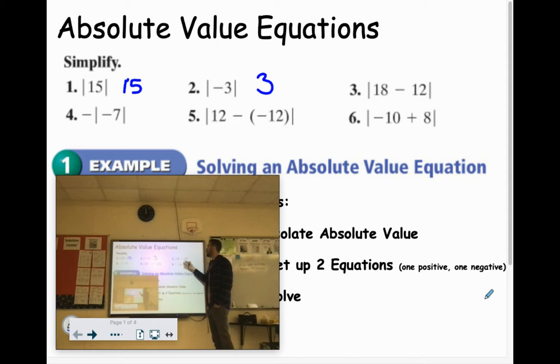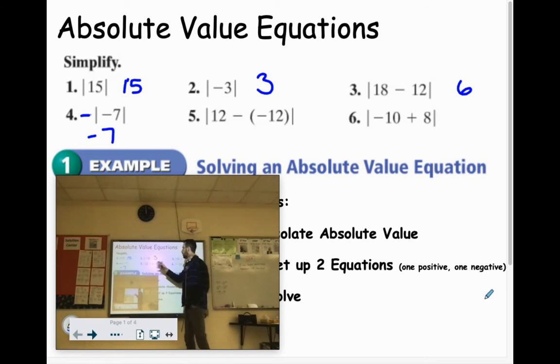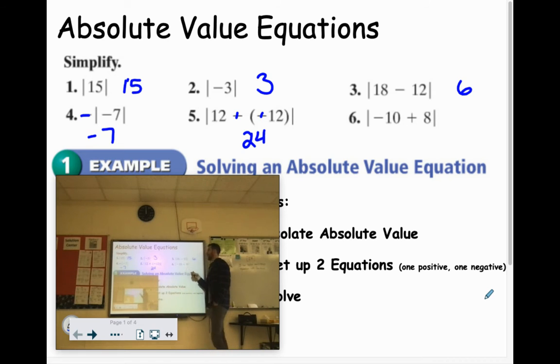Now here we'd have to do 18 minus 12, which is 6, and then the absolute value of 6 is 6. Now this one we take the absolute value first. The absolute value of -7 is 7, but then you have this negative on the outside, so you just make it negative at the end. 12 minus -12, well, minus negative is really plus positive. 12 plus 12 is 24. The absolute value of 24 is 24. -10 plus 8 is -2, and the absolute value of -2 is 2.